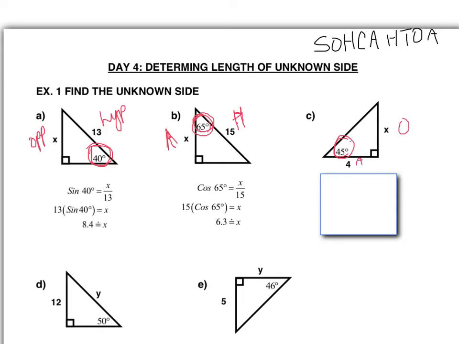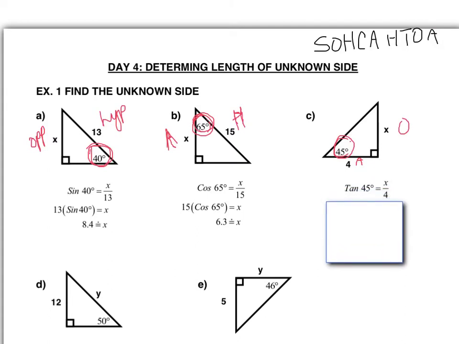And I go and look at my SOHCAHTOA. Opposite and adjacent are right here, so that means I'm going to be dealing with my tan, or tangent ratio. And I'm going to get the tan of my angle, which was 45 degrees, is equal to my opposite over my adjacent. So I just sub it directly in there.